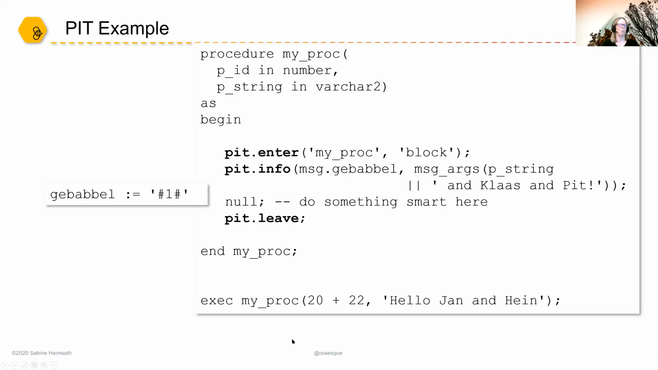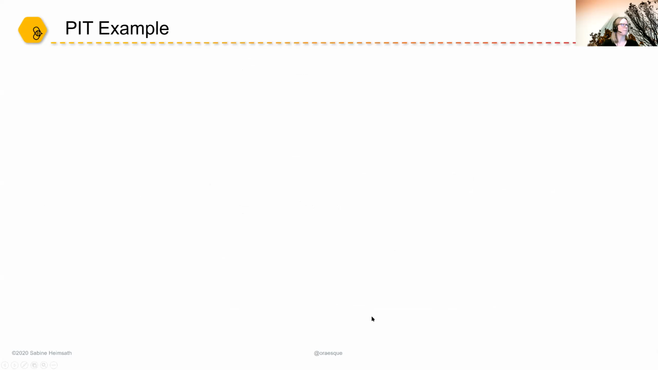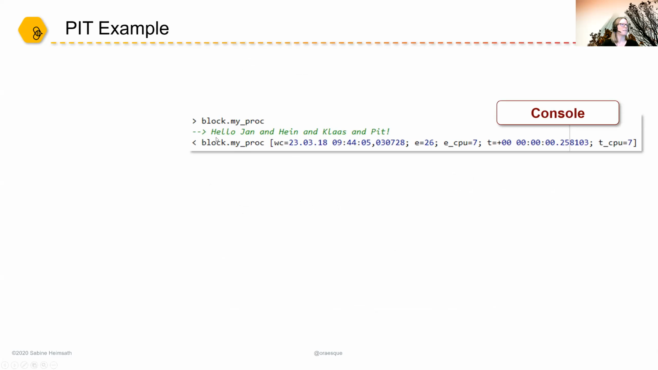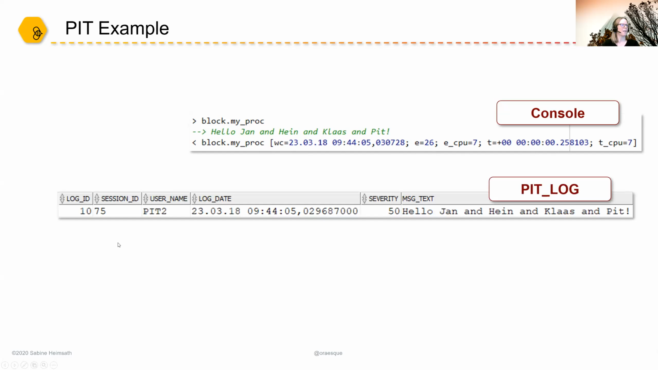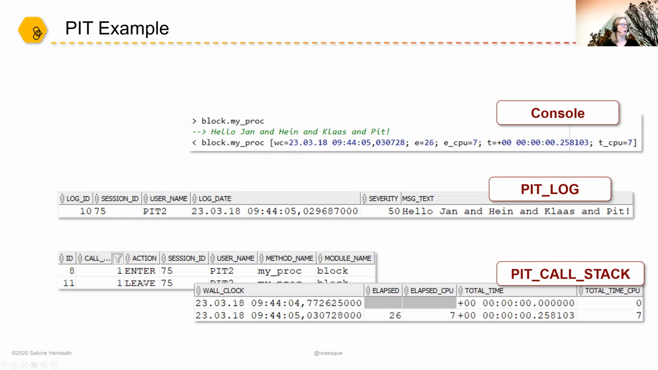And the ones who are still thinking will already know what we will see next. Yes, we get the complete message saying hello to Jan and Hein and Klaas and Pit. And also how long it took. In the Pit log, we get the log ID, the session ID, username, the date, severity, and the message text. And in the call stack, we get the enter and leave information together with the time spent and the CPU used and the elapsed time.